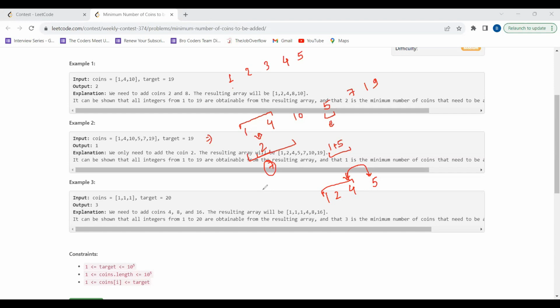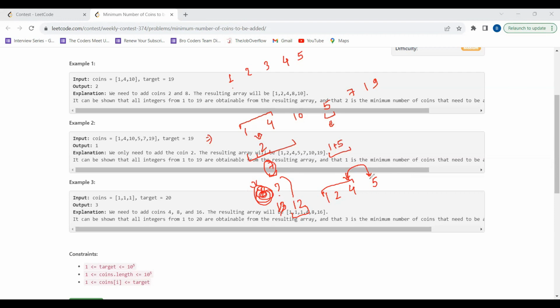But can we form the sum 8? Now the question is, can we form the sum 8? With the help of 10 we can't, but if we have just 5 next to 4, we can easily tell that I can form sums up to 12. 1 plus 2 plus 4 plus 5, 7 plus 5. I just added 5 to this 7. So I can form all the sums from 1 to 12.